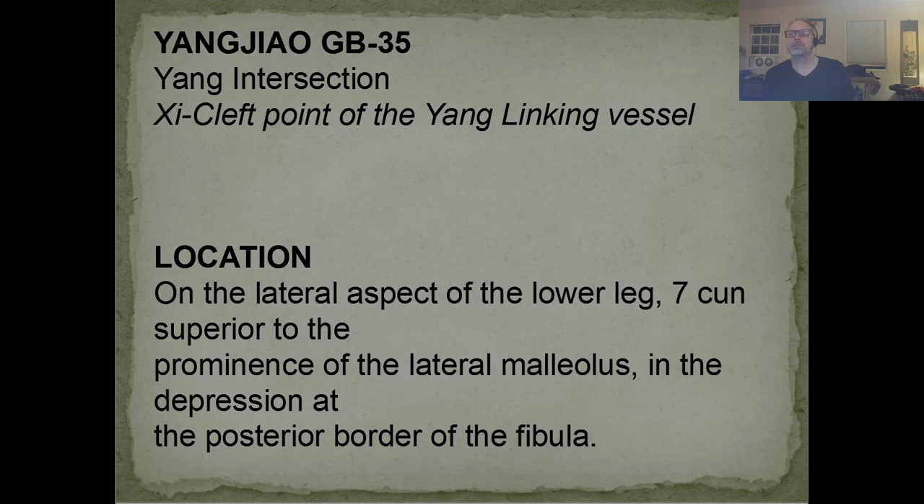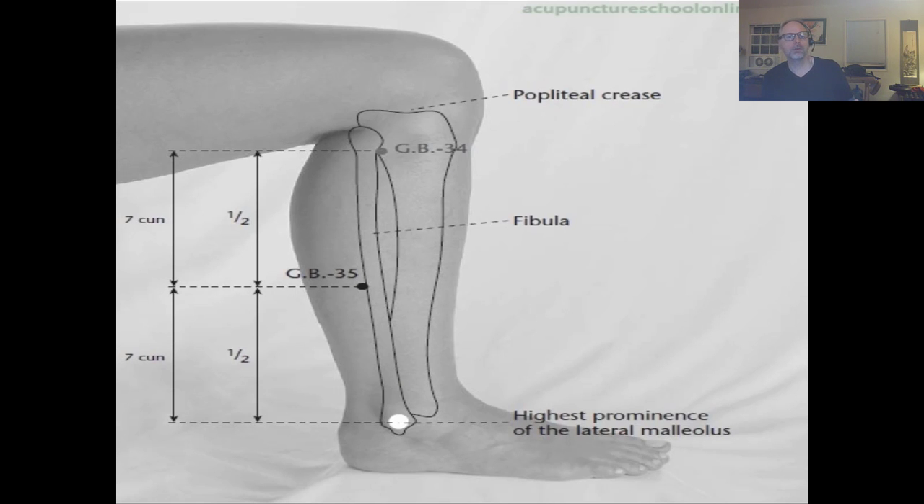Gallbladder 35 is the cleft of the yang linking vessel. It's on the lateral aspect of the lower leg, 7 sun superior to the prominence of the lateral malleolus and in the depression at the posterior border of the fibula. So from gallbladder 34 to the high point of the lateral malleolus is 14 sun. You break that 14 sun in half, that gives us 7 sun. 7 sun is gallbladder 35.